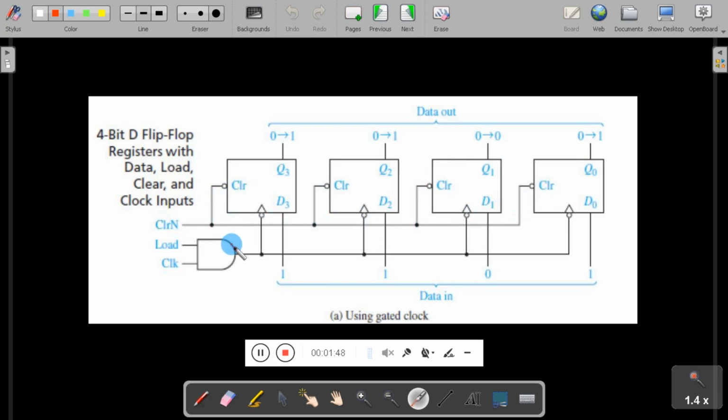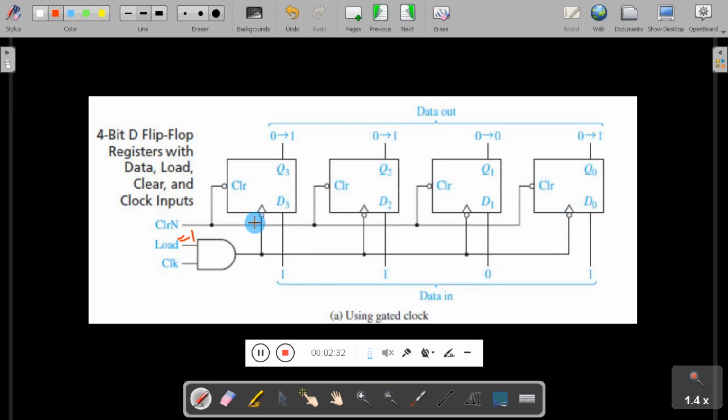Other than that, the clock signal is connected by means of an AND gate. This is called a gated clock. Here, when the load signal is high, then the clock will be given to all the flip-flops, or all the flip-flops will be driven by the clock. When the load signal is 0, this AND gate will not work. This in turn disables the clock to the flip-flops, and the flip-flops will remain in the last state only. When the load signal is high, the clock will be fed to all the flip-flops.